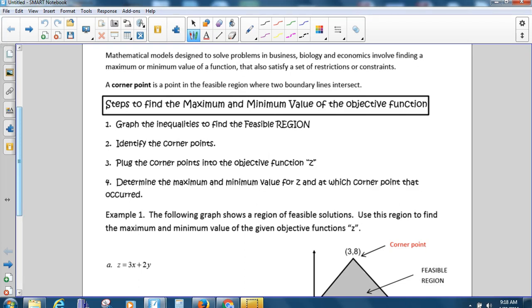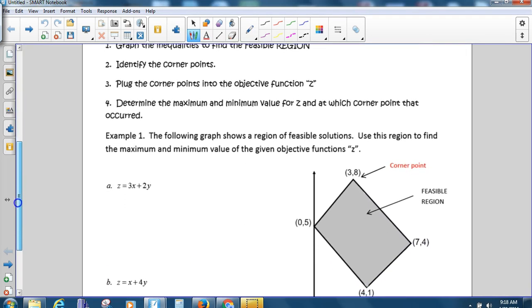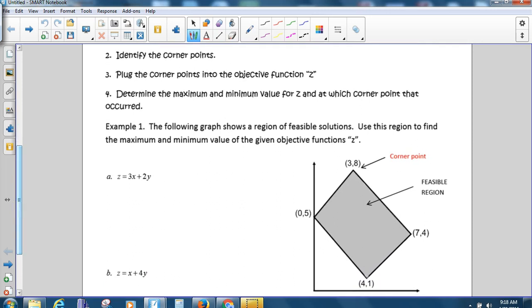So here are the steps. Kind of already went over them. Graph the inequalities to find the region. Identify the corner points. Plug those points in the objective function, which is z equals, and then determine the maximum and minimum value for z at which the corner points occur.